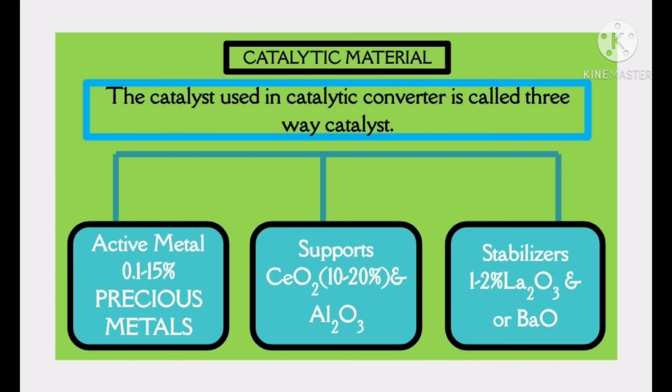The catalyst used in the converter is called a three-way catalyst. Catalytic material mainly contains 3 components. First one is the active metal. Generally precious metals like platinum and rhodium are used as active metals. Second one is the support. Cerium oxide and aluminium oxide are used as support. Third one is the stabilizer. Lanthanum oxide or barium oxide is used as stabilizer.